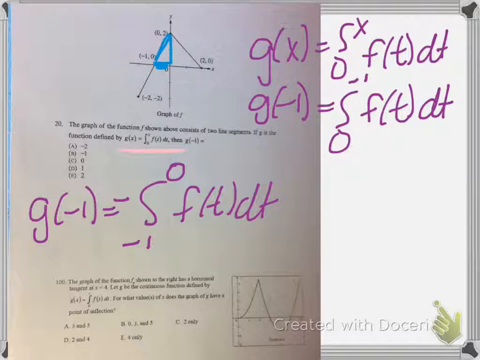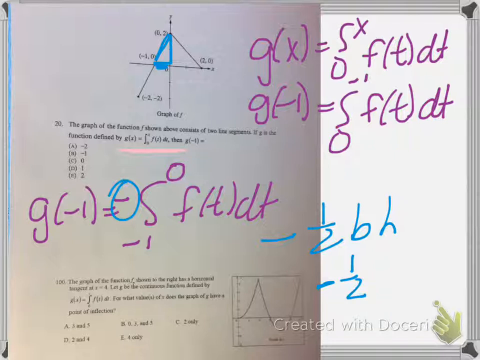So you're just going to have a negative, and then you're going to do 1/2 base times height. So that negative came from this negative over here. So here's my negative, here's 1/2. So the base is 1, and my height is 2. So 1/2 times 1 is 1/2, and 1/2 times 2 is 1. So you get negative 1, and that was right here, choice B.